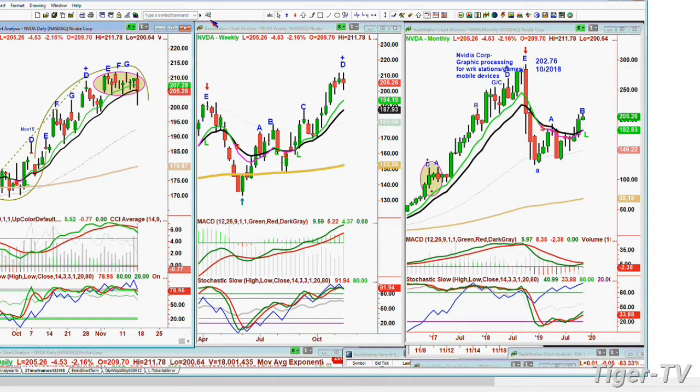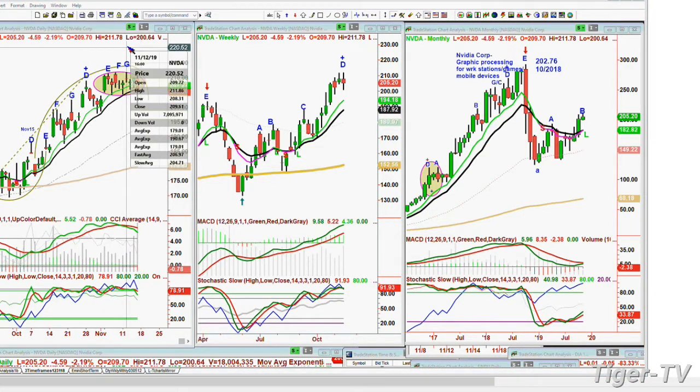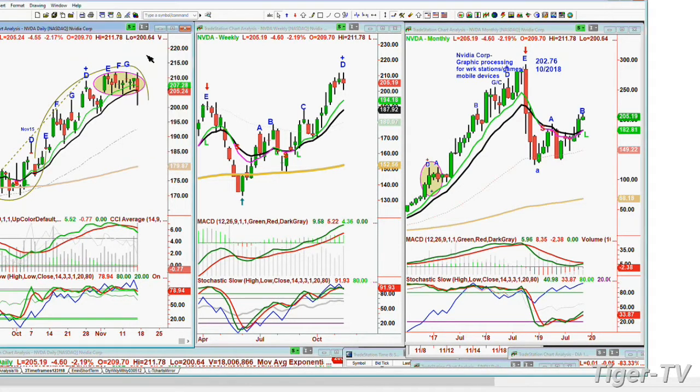It's at 205. It had a high today of 211.78. The most recent high was, in fact, 211.86. It's just fascinating to me how these spikes occur, and they can come within pennies of the previous price, and then they can do something else.